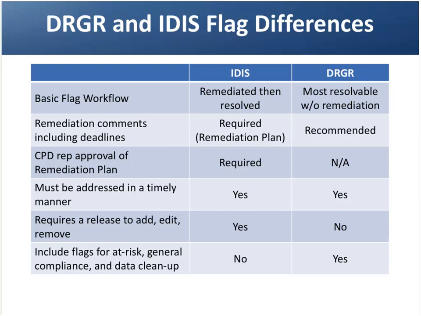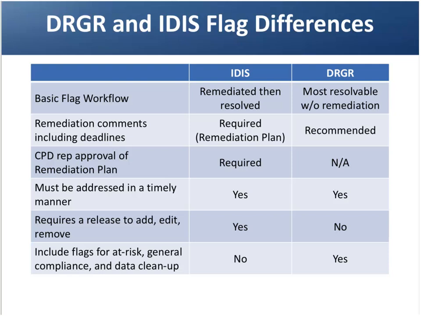Remediation comments, including deadlines, are required in IDIS. You have to submit a remediation plan for every flag that is triggered, whereas in DRGR, remediation comments are recommended. In IDIS, the CPD rep must approve each remediation plan. In DRGR, that doesn't exist at all. The big difference between IDIS and DRGR is we have quarterly performance reports, and so the CPD rep is already regularly checking in with their grantee on performance, and there was no need to create an additional level of approval and sidestep the already regular 90-day process.